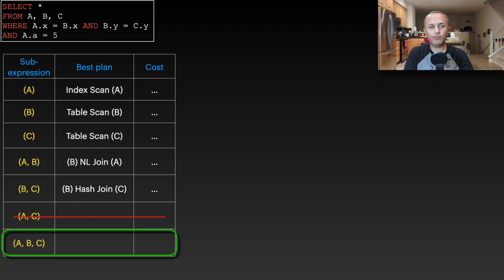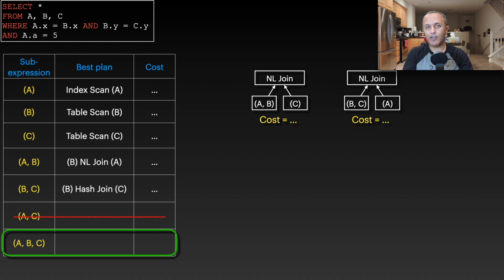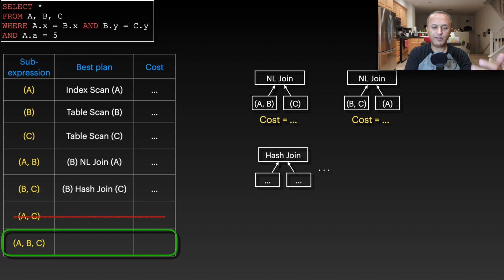And then we go to the A, B, and C level. So now the options that we have are nested loop join between AB on one side and C on the other side. And when we say AB on one side, meaning the best plan for AB, which we have discovered before. So we can estimate the cost for that. We can also do BC on one side and A on the other side. So that's another alternative for nested loop join. Same thing we can do for hash join with all the different combinations. Same thing for merge join with all the different combinations. And again, we can estimate the cost for each one of those.